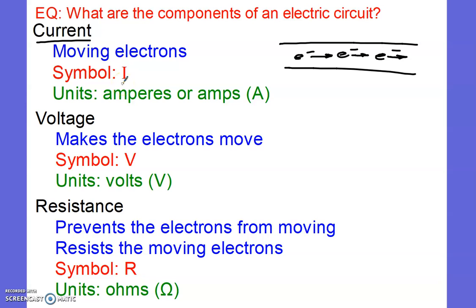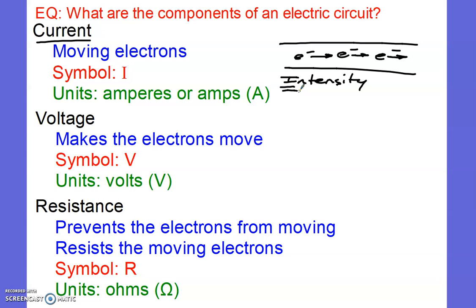We don't want to use the letter C because C stood for Coulomb, but where does the letter I come from? Well, when they first started talking about electricity, they talked about the intensity of the current. And so the letter I stands for the intensity of the circuit.